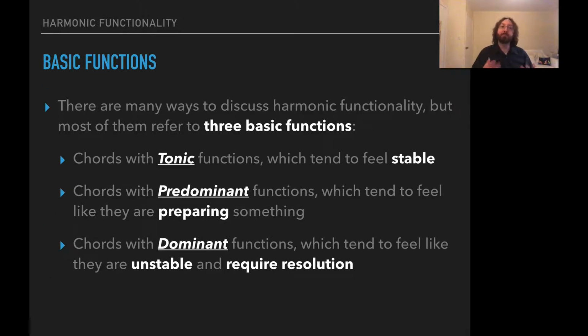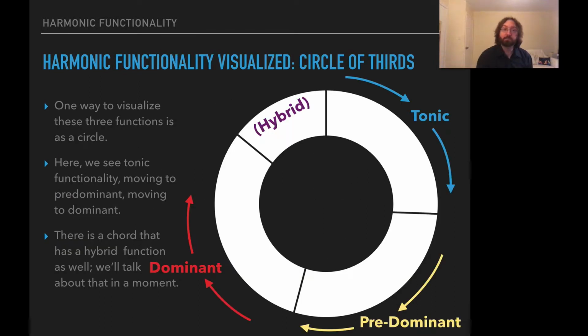Let's talk about some basic functions that we'll see in this tonal functional system. There are many ways to discuss harmonic functionality, but most of them refer to these three basic functions. Chords with tonic functions tend to be the most stable, chords with predominant functions tend to feel like they are preparing something, and chords with dominant functions tend to feel like they are unstable and require resolution.